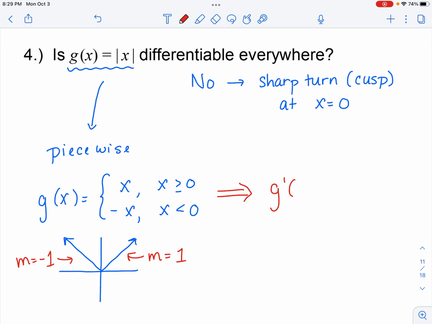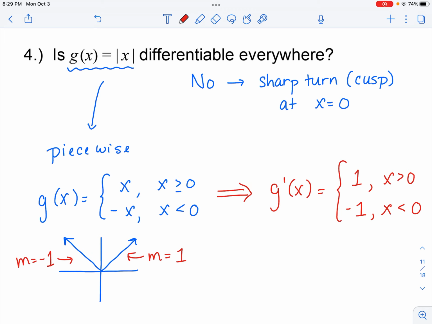I can say that g prime of x is also equal to a piecewise function where it's equal to positive 1 when x is greater than or equal to 0. Actually, I shouldn't have the equal to there, sorry. Just when x is greater than 0. And then negative 1 when x is less than 0.